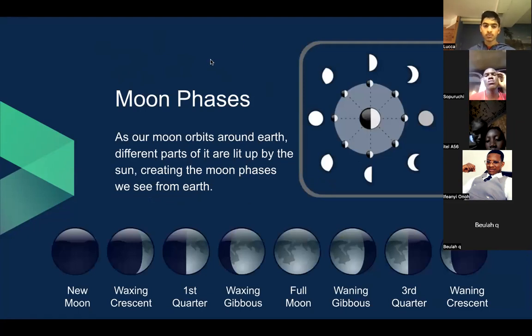So we'll start with moon phases. Basically, when you look at the moon, it's not always a full moon, and it can come in a variety of shapes depending on where it is in its orbit around the Earth. If you look at this diagram right over here, one half of the moon is always illuminated, but we can't always see that half that's illuminated if we're looking from the Earth. So the circle of the Earth.